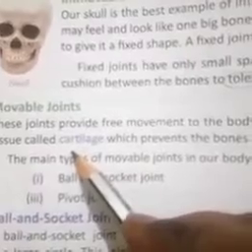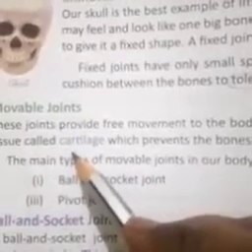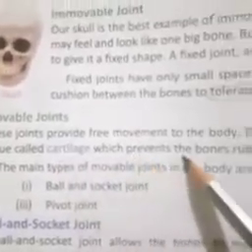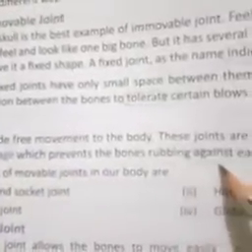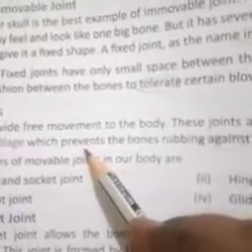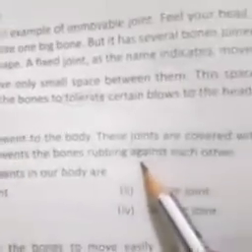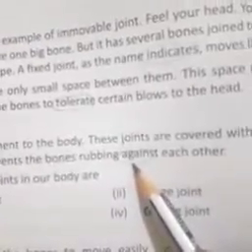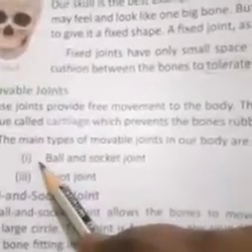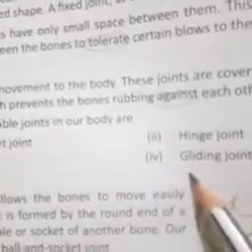Cartilage is a strong, flexible, fibrous tissue that takes many forms and serves many purposes throughout the body, which prevents the bones from rubbing against each other. Prevents means keep something from happening, and against means in opposition to. The main types of movable joint in our body are: number 1, ball and socket joint; number 2, hinge joint; number 3, pivot joint; and number 4, gliding joint.